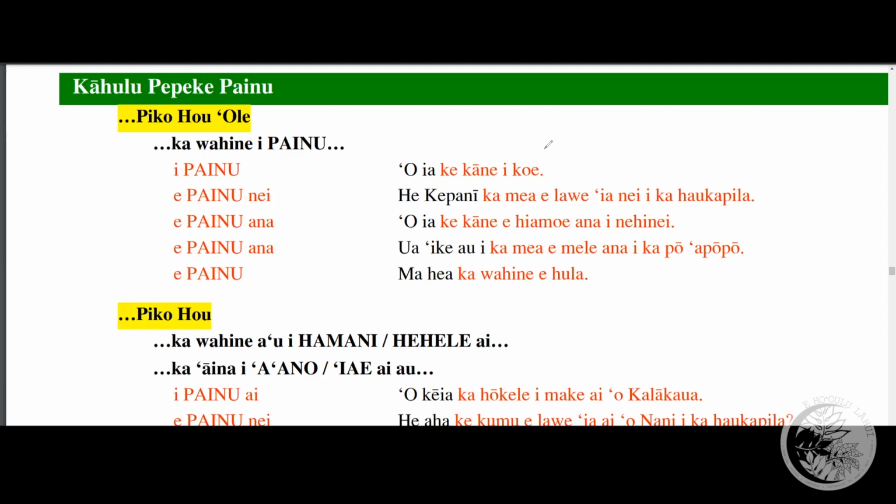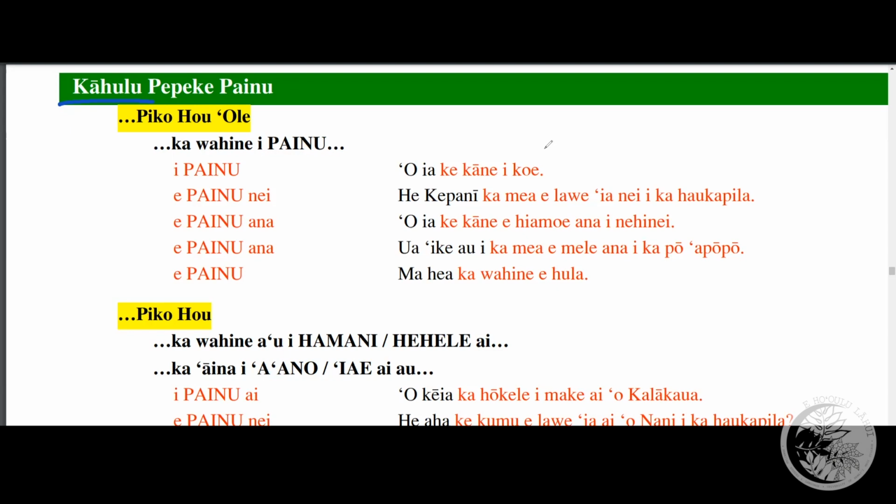Kahulu pepeke painu. And just to break it down, as we should understand where the meanings come from, first of all, you notice two important pieces, the first being kahulu. To understand, a kahulu is a modifier. A kahulu always follows whatever it's modifying. If it's following a noun, in English you'd call it an adjective. If it's following a verb, in English you would call it an adverb.